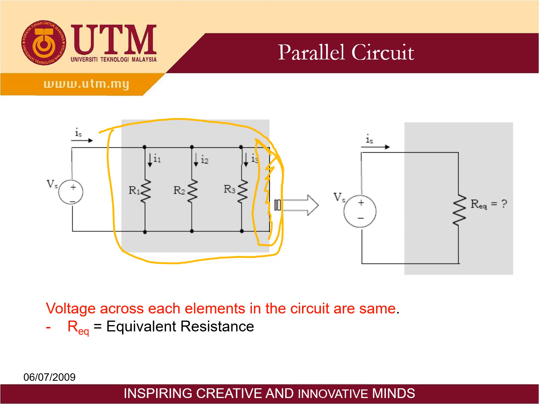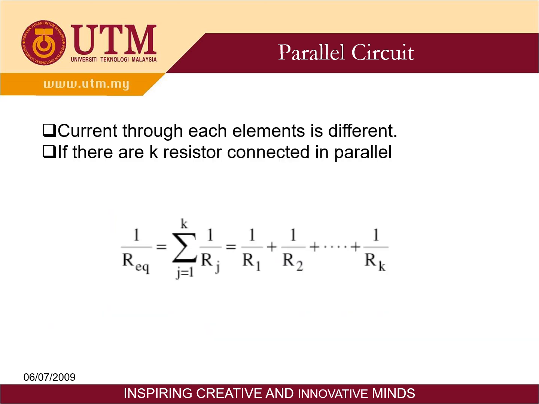So what is the R equivalent? How to derive this? The equation is basically 1 over R equivalent equals the sum of 1 over R. For series you just add the resistances, but for parallel you have to take the reciprocal, which is 1 over R, and sum it. I will give you the example next.